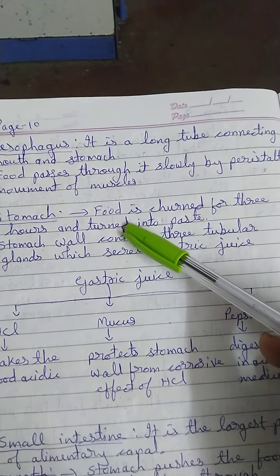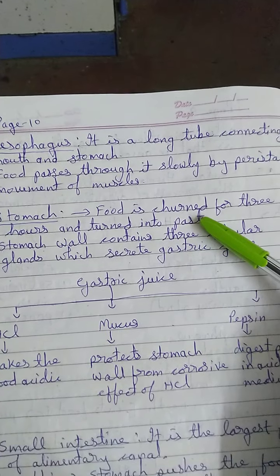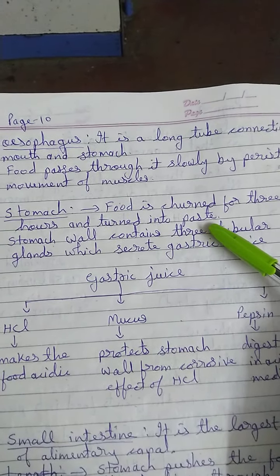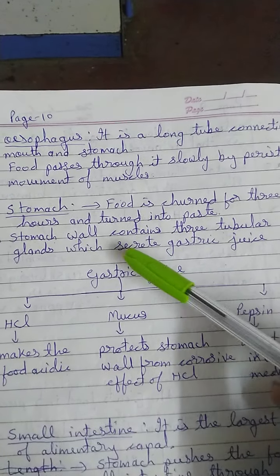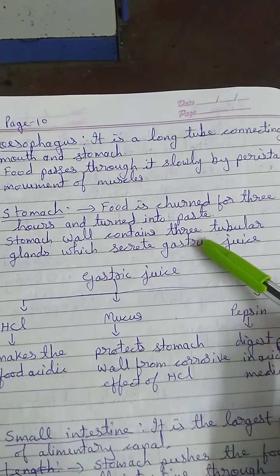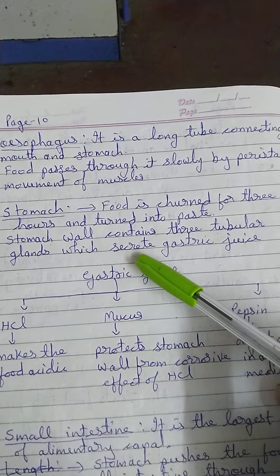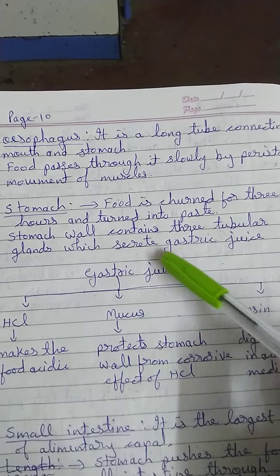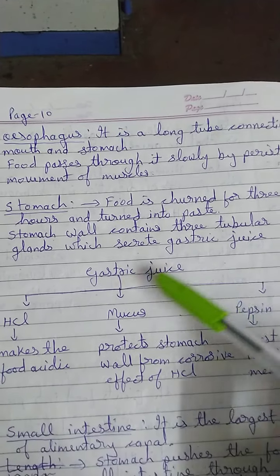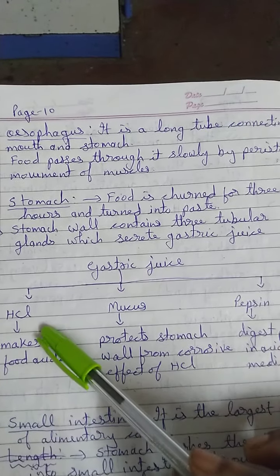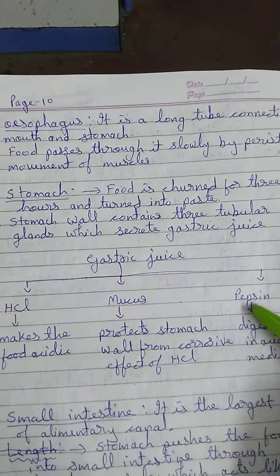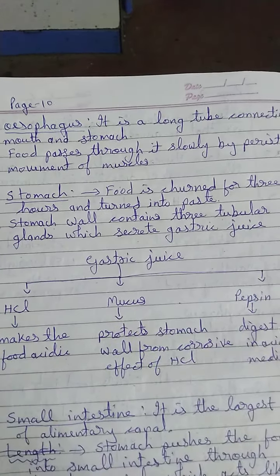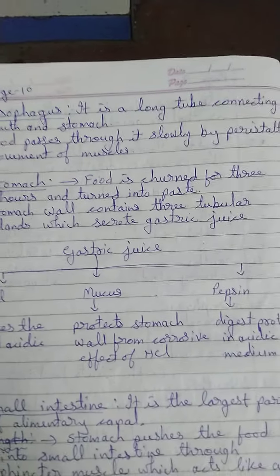When the food enters the stomach, it remains there for nearly 3 hours, and the food is churned for 3 hours and turned into a semi-liquid paste. The walls of the stomach contain tubular glands from which the gastric juice comes out, and the gastric juice consists of hydrochloric acid, mucus and pepsin. Hydrochloric acid makes the food acidic. Once the food enters the stomach, it becomes acidic.